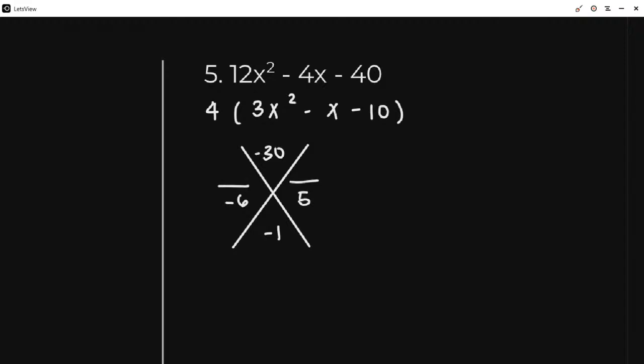And on top would be a times x. So in this case, a is now 3. So it would be 3x on both.